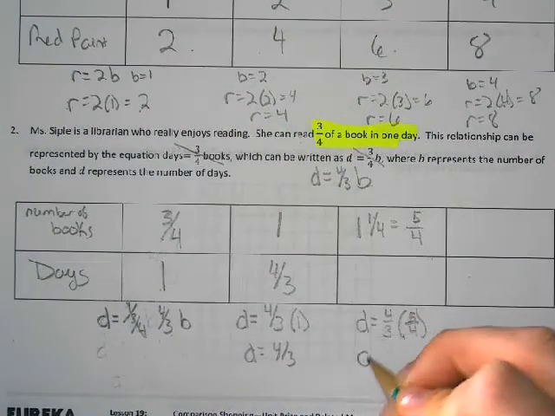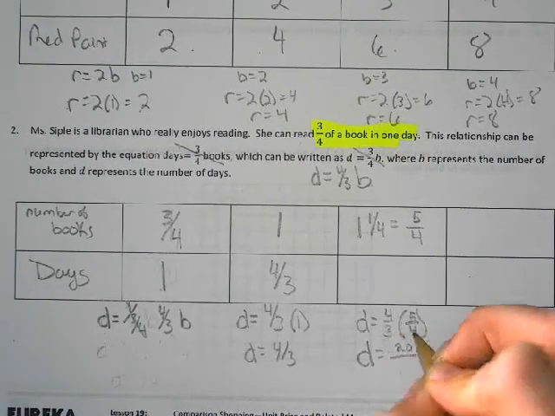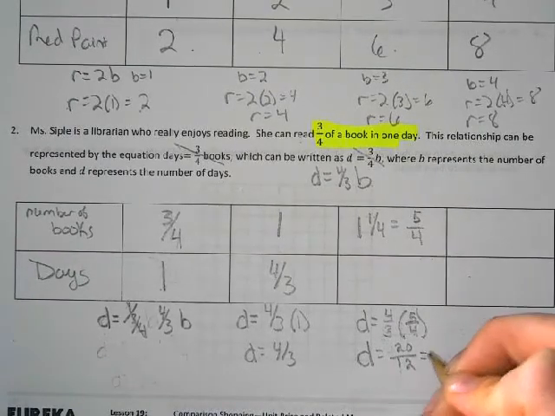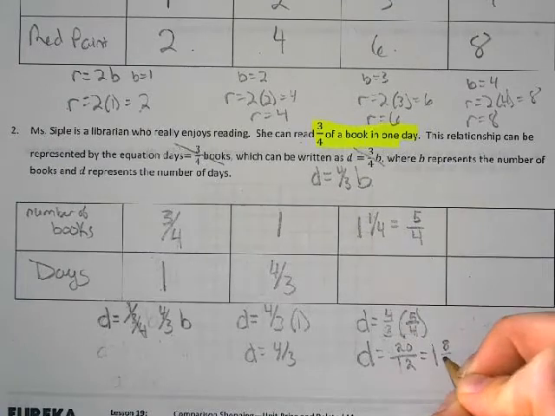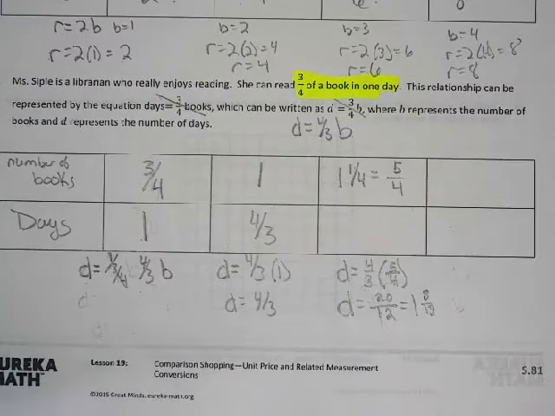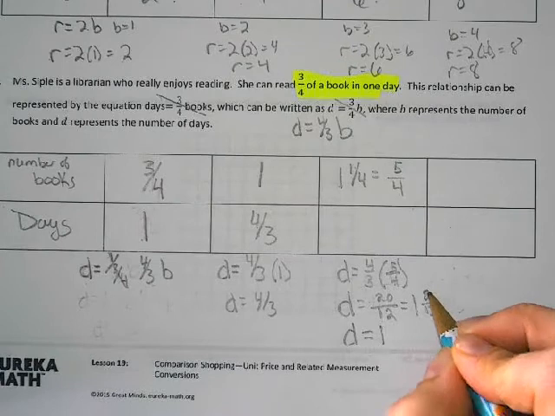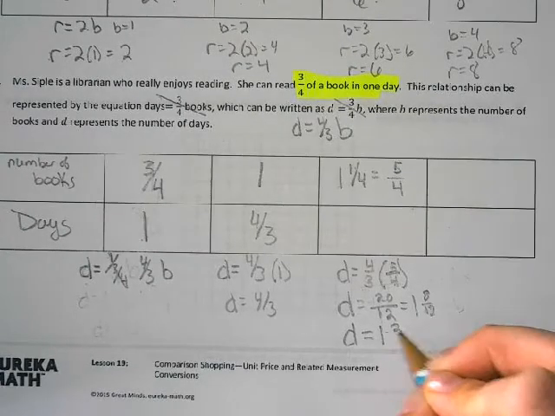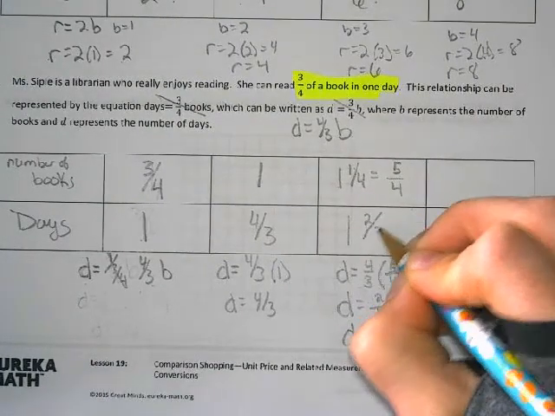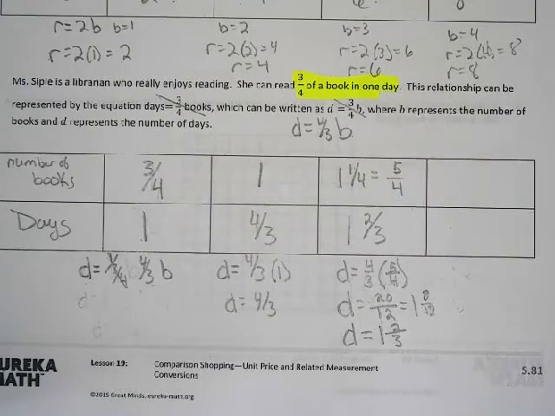Multiply that out. Days equals 4 times 5 is 20. 3 times 4 is 12. 12 can go into 20 once with a remainder of 8/12. Now, 8 and 12 can be simplified. Both of them can be divided by 4. So my days would equal 1. 8 divided by 4 is 2. 12 divided by 4 is 3. And that would be in 1 2/3 days. Miss Sipple can read 1 1/4 books.